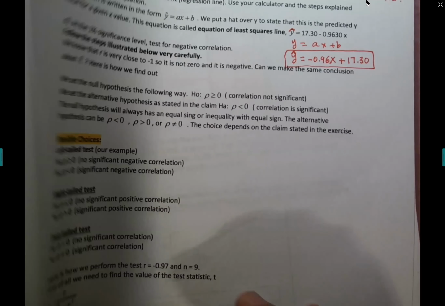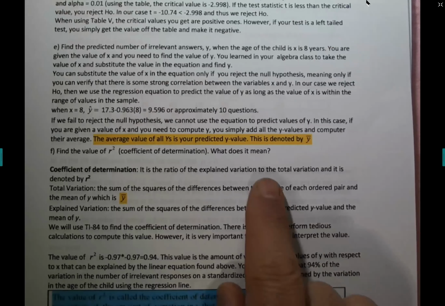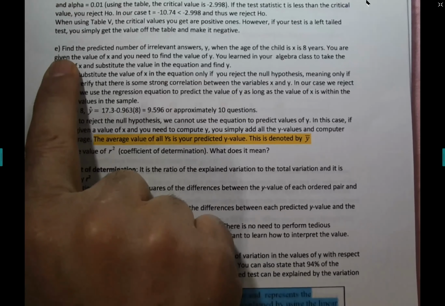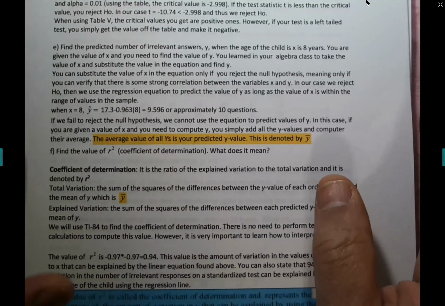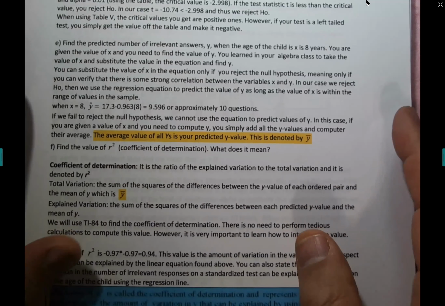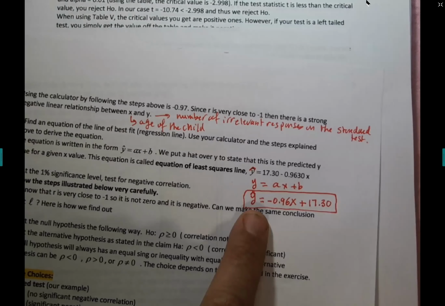Next page. We're here, right here, part E. Okay. Here's another question now. Let's go back to the data set, and we have the equation. This is the equation, guys. Remember that.